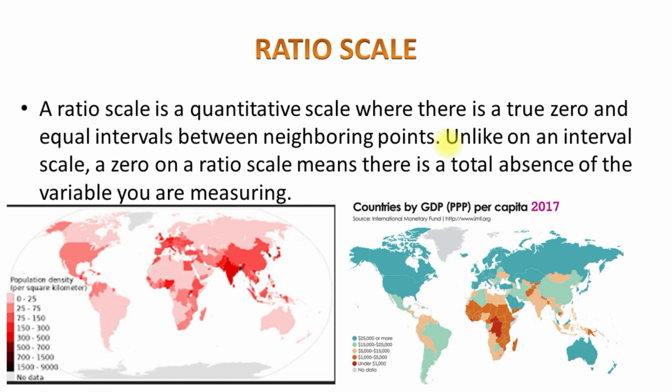For instance, two examples here: countries by GDP per capita and population density, right? So they both can have a zero point, right? Zero value means that there is no population, or 0% of value of GDP in dollars. There is no production at all.